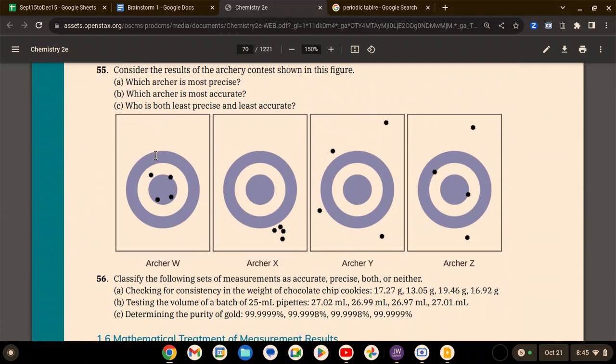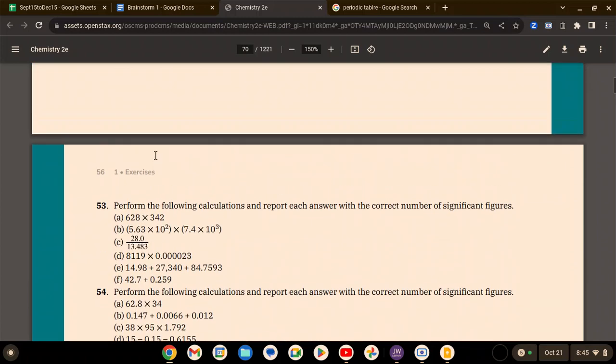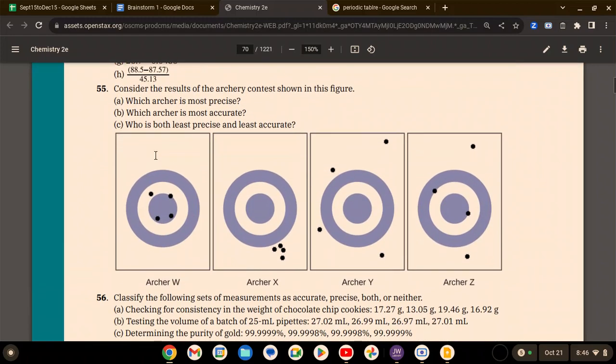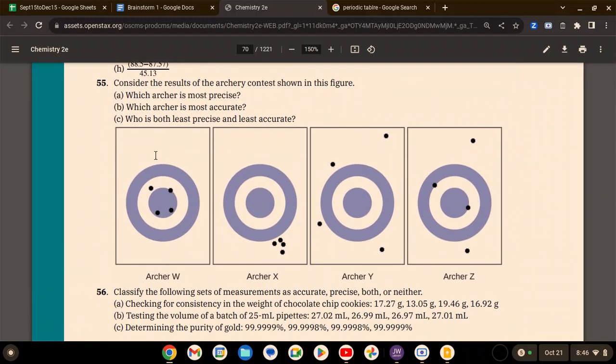All right, number 55. Is that right? Yeah. Consider the results of the archery contest shown in this figure. Which archer is most precise? Which archer is most accurate? Who is both least precise and least accurate?